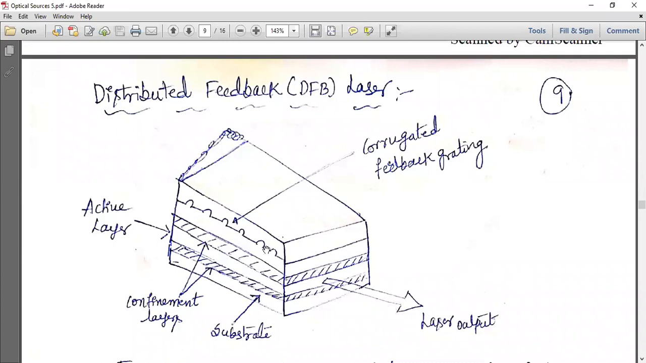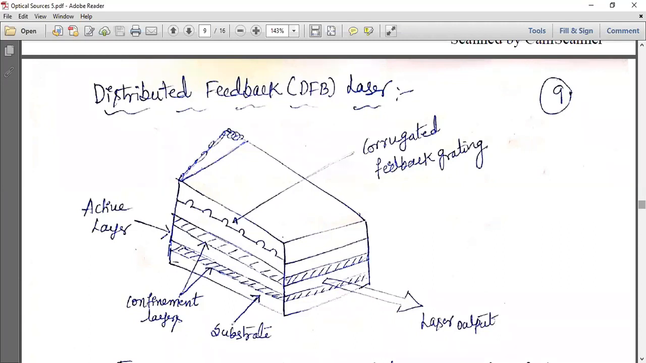Okay, in the case of a Fabry-Perot resonator, you have mirrors, which are also reflectors. Here, on one side there is a reflector, and on the other side there is a feedback grating which sends the light back again. The procedure is the same, but this uses a corrugated feedback grating, the DFB, instead of the mirrors used in the Fabry-Perot resonator.